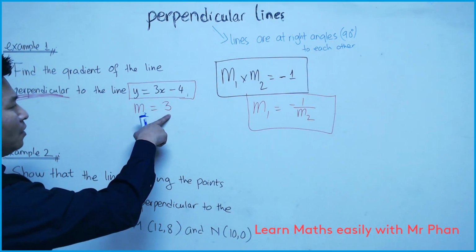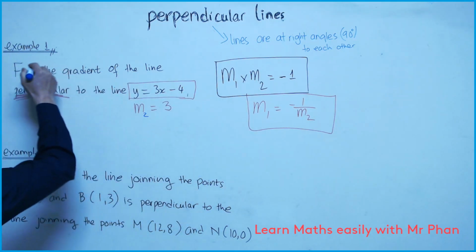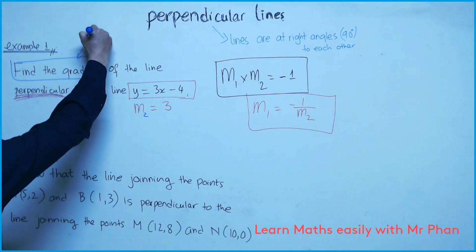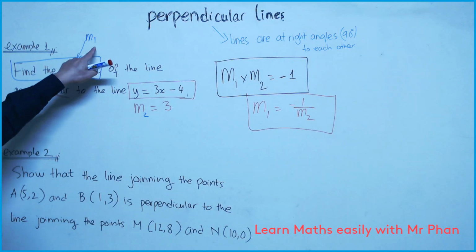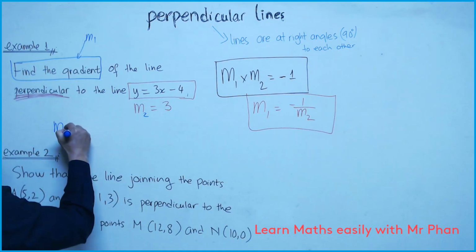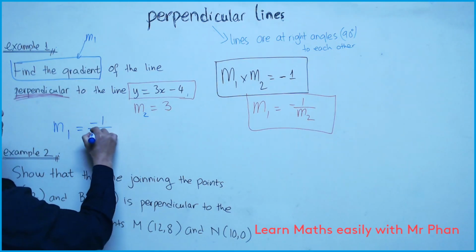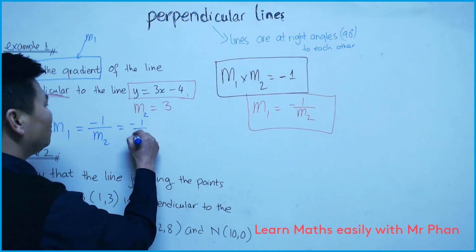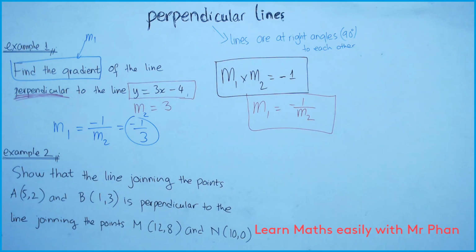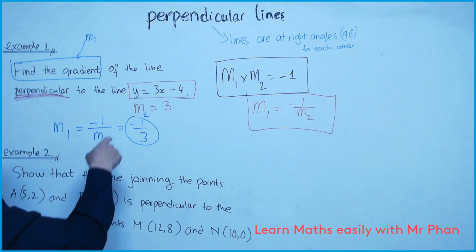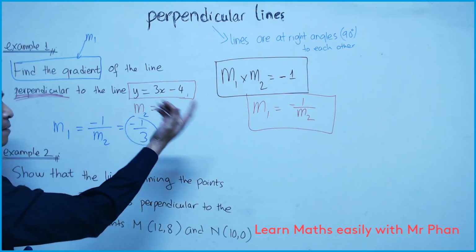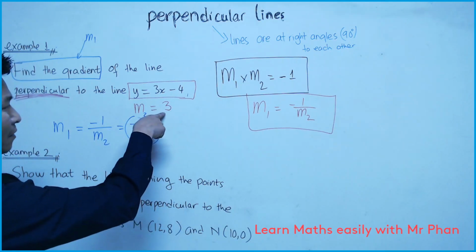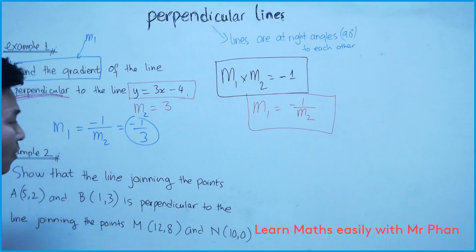So m2, I call 3. So your m means you look for the gradient. When you find the gradient, I call that one m1. So m1, I call negative 1 over m2, which is negative 1 over 3. That's your answer. Very easy. So if this line has gradient 3, your m should be negative 1 over 3, the negative reciprocal of the gradient here. Okay, you're done with that?